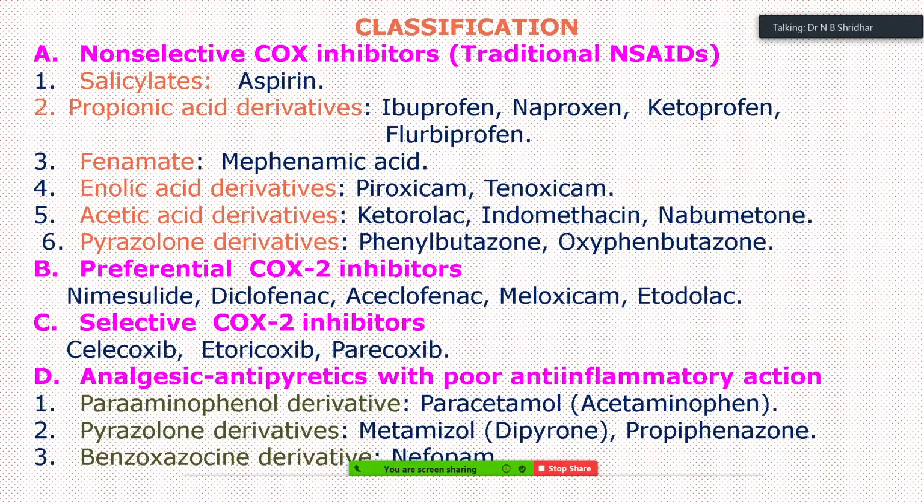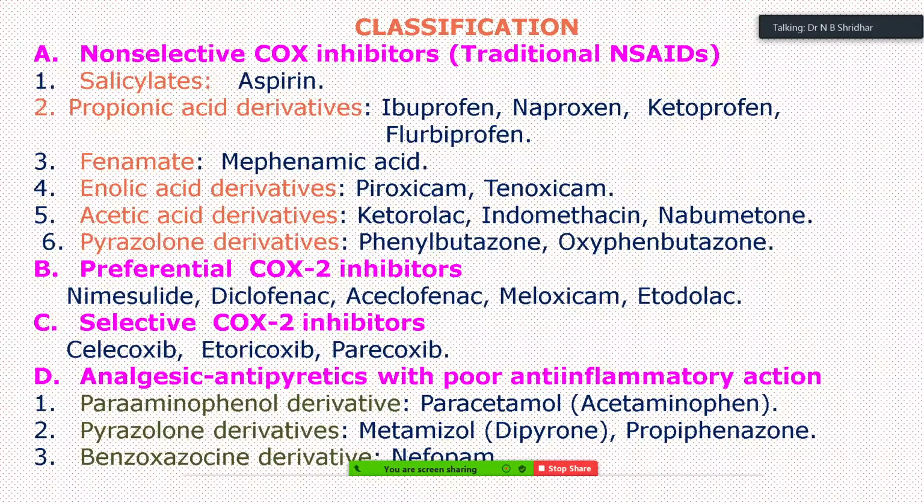And enolic acid derivatives are piroxicam, tenoxicam, etc. and meloxicam. The acetic acid derivatives are ketorolac, indomethacin, and nabumetone. All these are the classical examples of acetic acid derivatives. And pyrazolone derivatives are phenylbutazone and oxyphenbutazone, the classical examples of the pyrazolone derivatives.